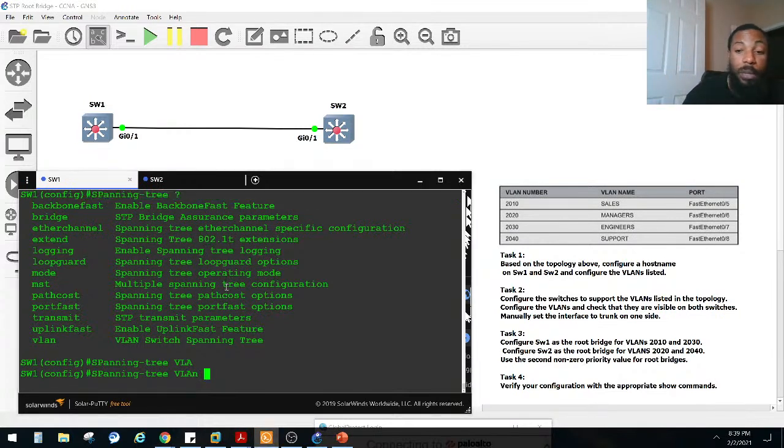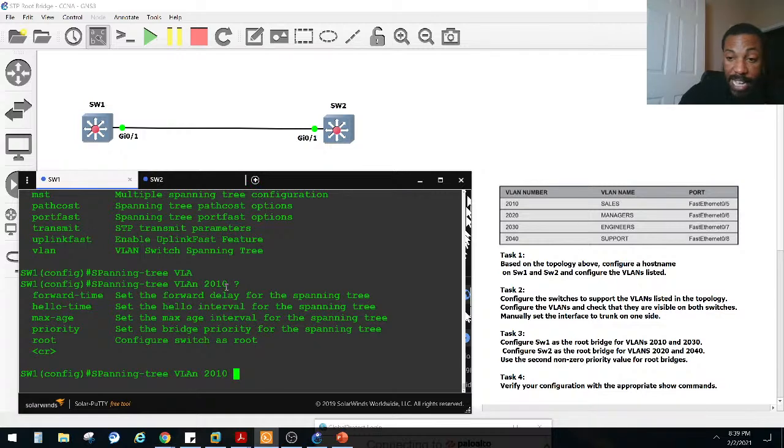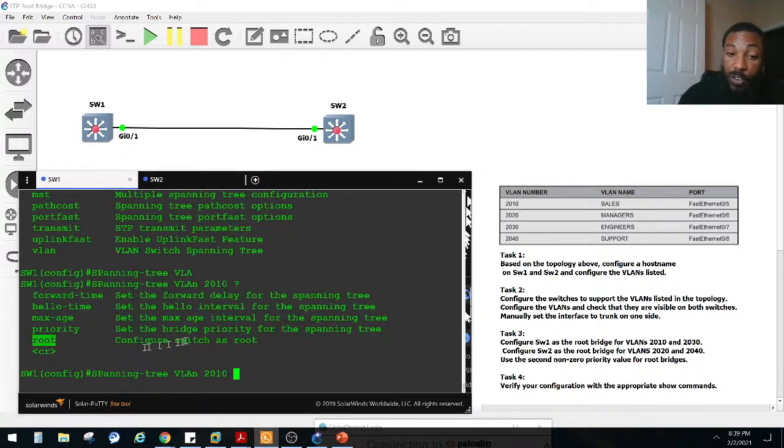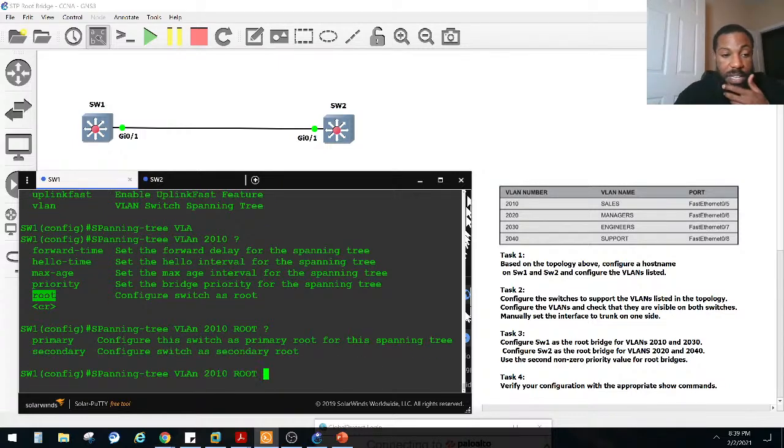So now we can put the VLAN, which was VLAN 2010. And then they want us to set it as the root switch. Y'all see how that is? It's pretty self-explanatory. So configure the switch as a root for VLAN 2010. And that's basically what it is, right? I didn't memorize this or anything like that. It's just process of elimination. Root. What else do they want us to do?